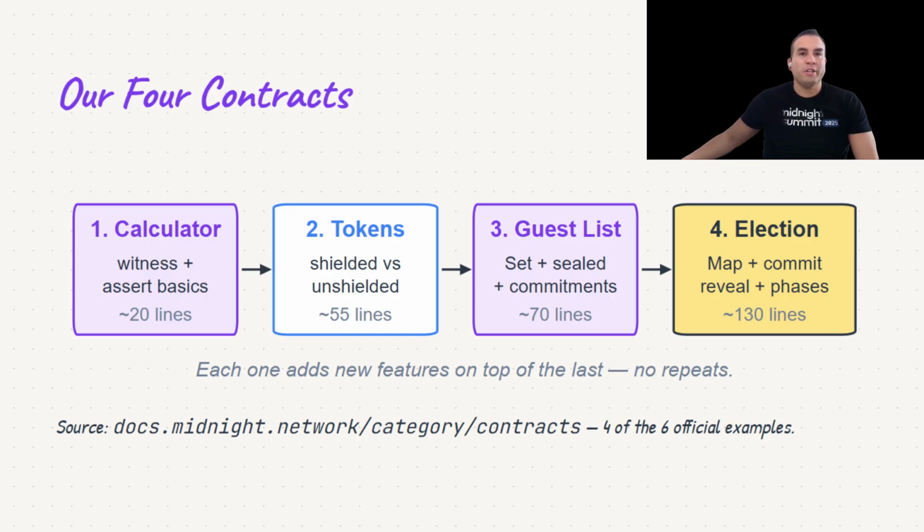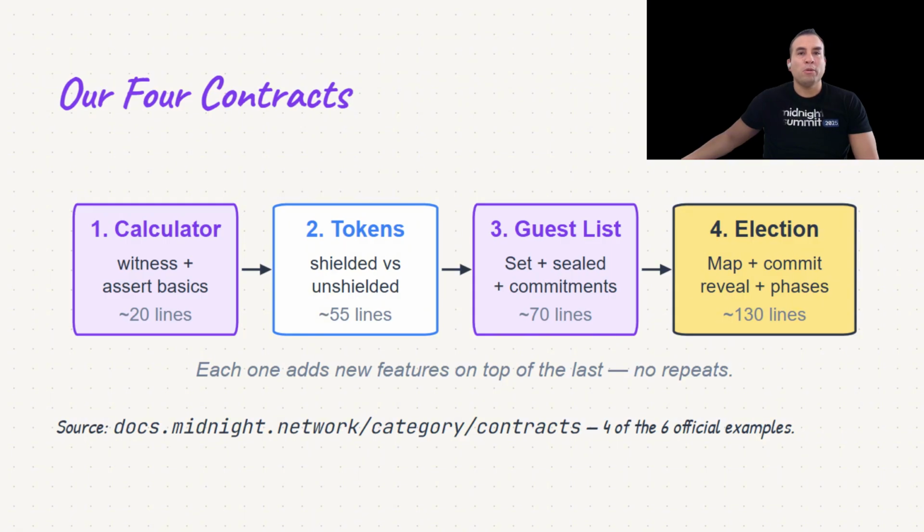Token transfer is second. It turns Midnight into two token worlds. One where balances are public like a normal bank account, and one where they're hidden like cash in an envelope. Guest list is where it gets interesting. Access control, cryptographic commitments, per-app identities. The privacy toolkit really starts to shine here.